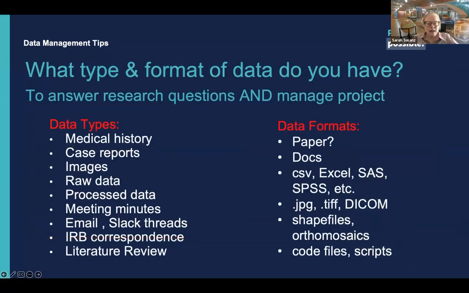Think about what type and format of the data you have, not just to answer the research questions before you, but also to manage a project. So your data types might be things like medical history, case reports, images, raw data, process data, but also project management: meeting minutes, email, Slack threads, your correspondence with the institutional review board. Maybe you have a folder of literature review. All those are different types of data, either for yourself or your team, that you want to be able to keep track of. And they can come in any number of formats. So you should be alert to both kinds of things out there.